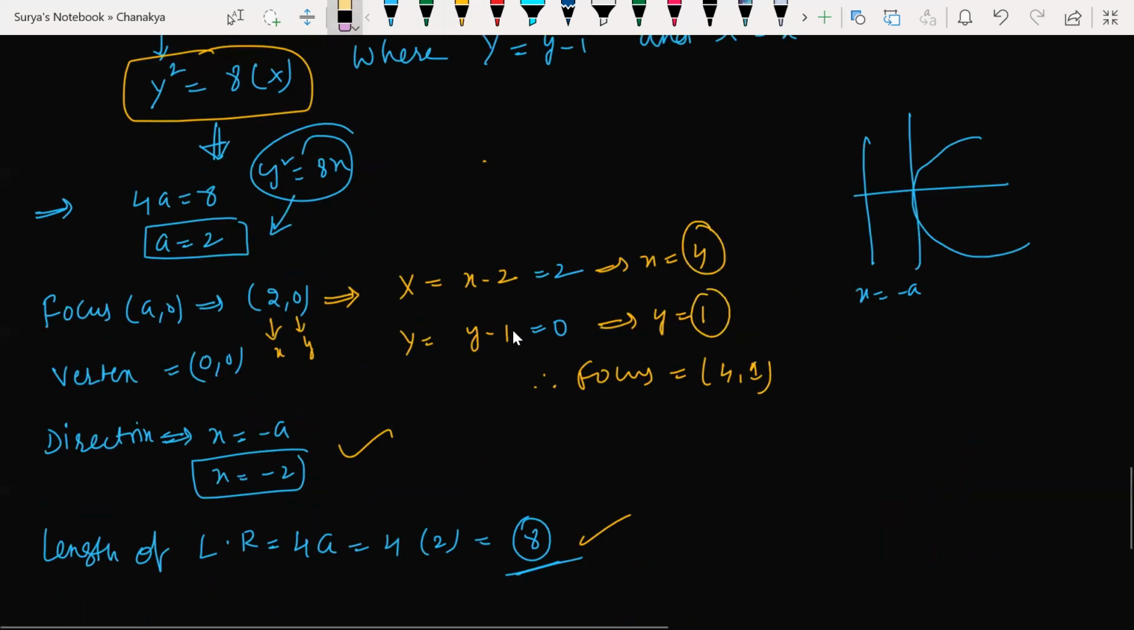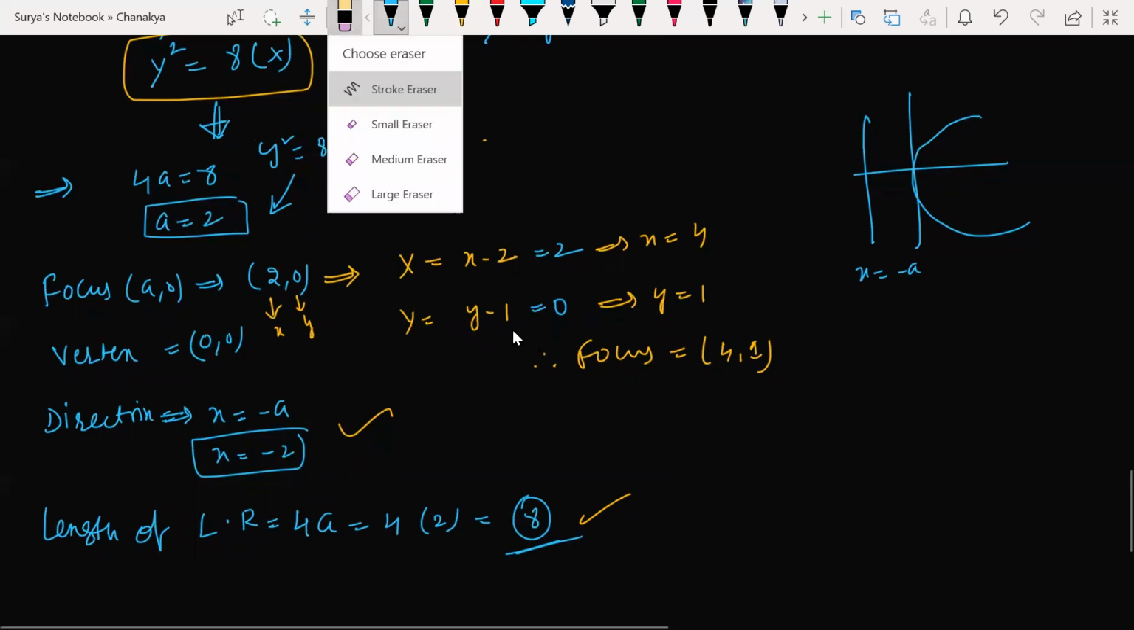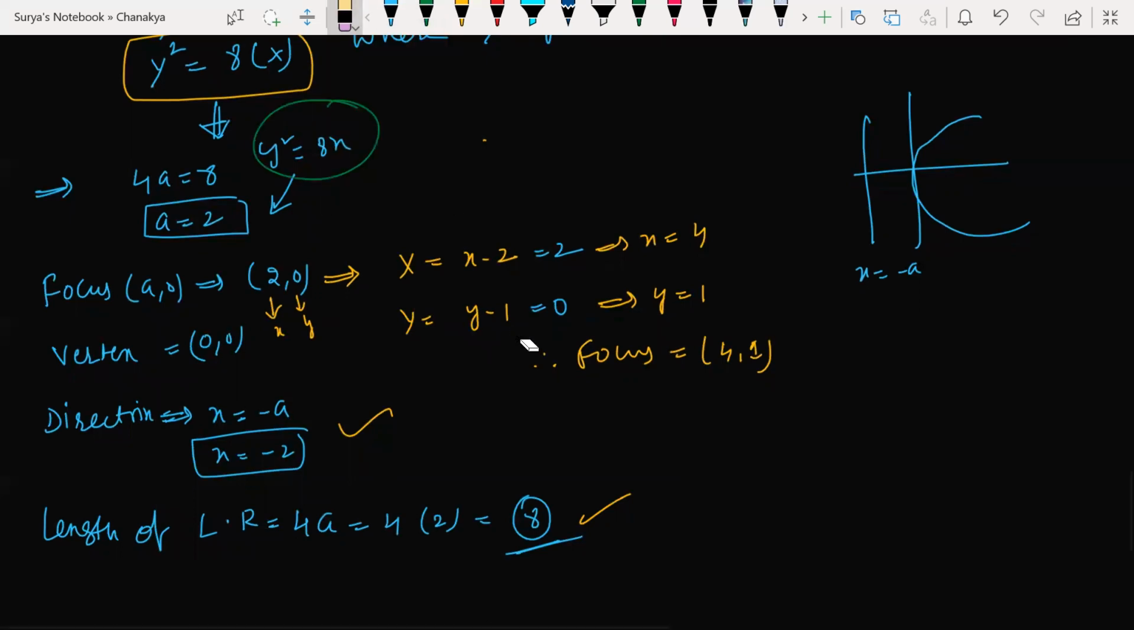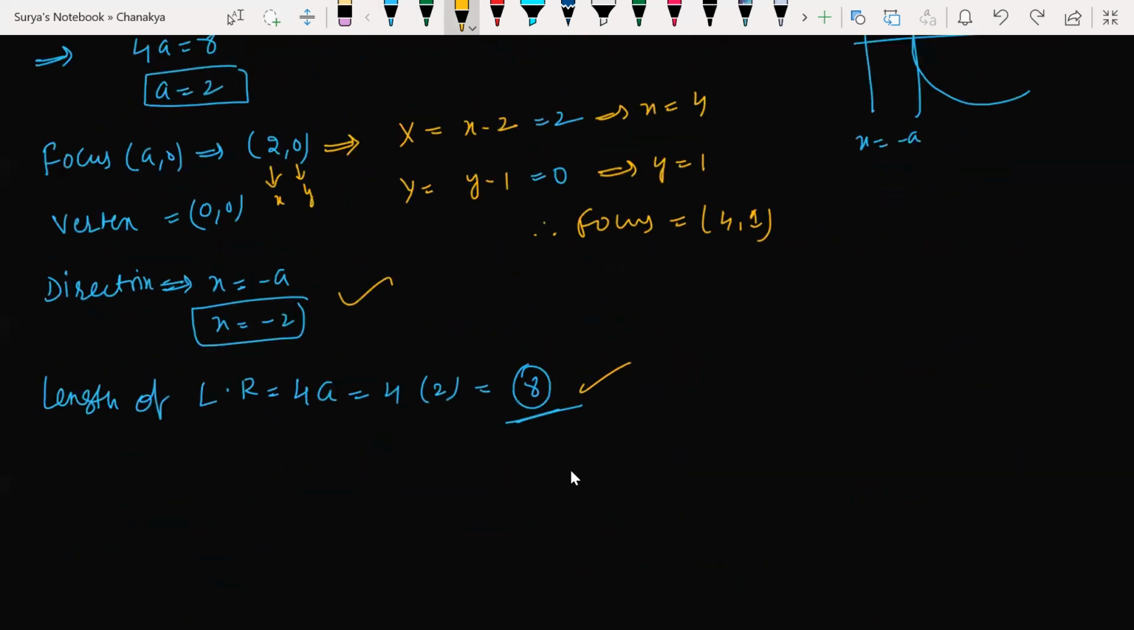So guys, how did we calculate the focus? Did you understand now? Did you understand, beta? Understood or not? Yes, sir. I just compared with this parabola. I wrote everything with respect to this parabola, but I have to write every parameter with respect to this parabola. So I just equated my x coordinate with this and y coordinate with this, so I got my focus as 4 comma 1.